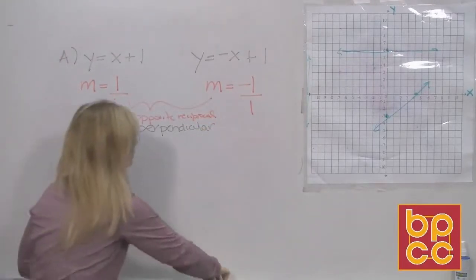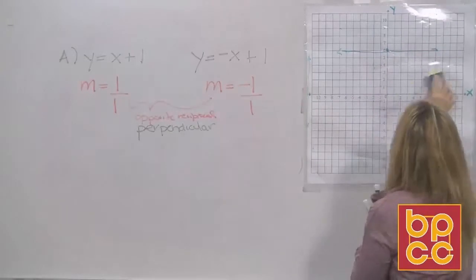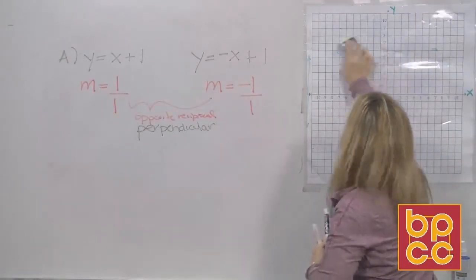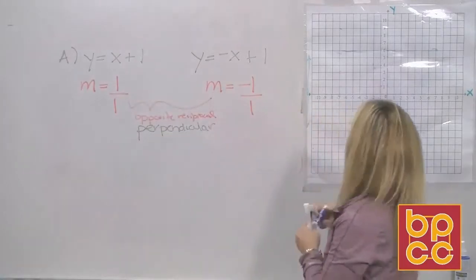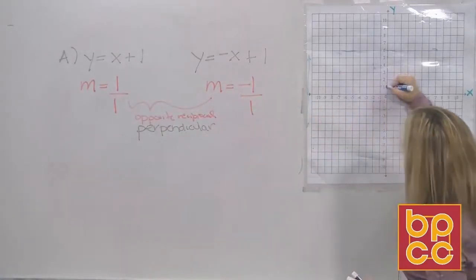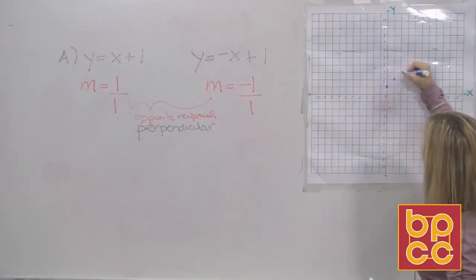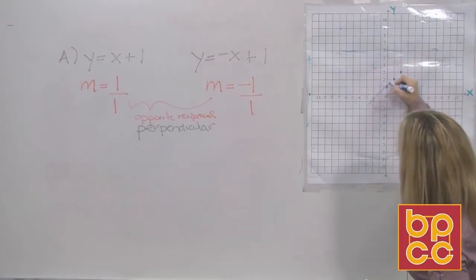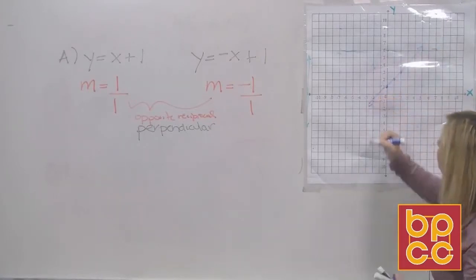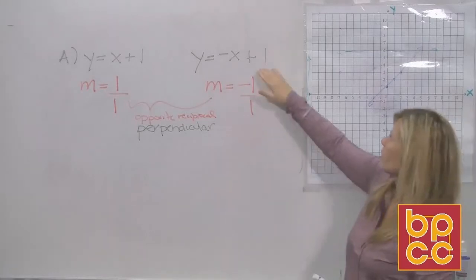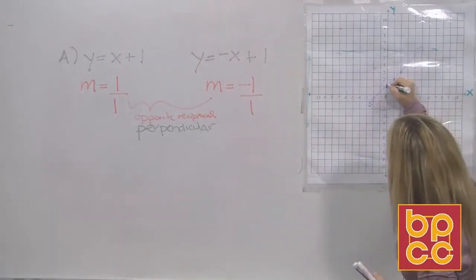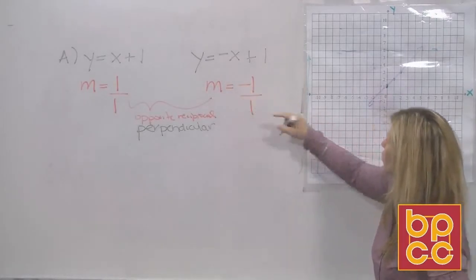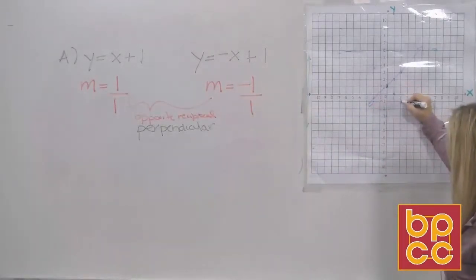Now I'll prove it to you. If we go to the board and I graph this line, the y-intercept's 1. The slope is up 1 to the right 1, up 1 to the right 1. And there's that line. Okay? If I draw this line, the y-intercept's still positive 1, but the slope is down 1 to the right 1, down 1 to the right 1.